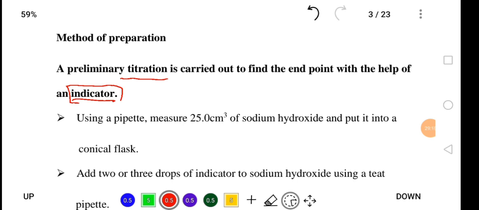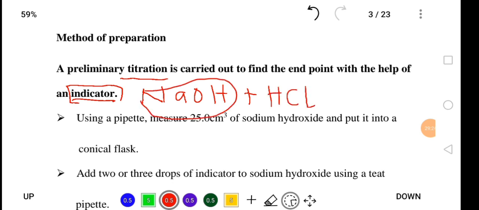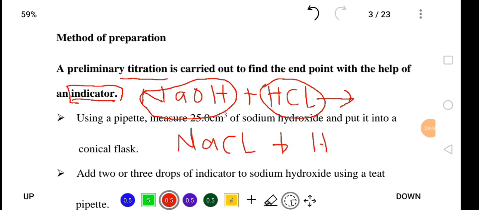Because when you mix sodium hydroxide plus hydrochloric acid, these two substances are colorless. And what is going to be produced will also be a colorless product. So it is not possible for you to know that the reaction is over. That's the reason why you need an indicator to give you the information that now sodium chloride has been formed plus water.